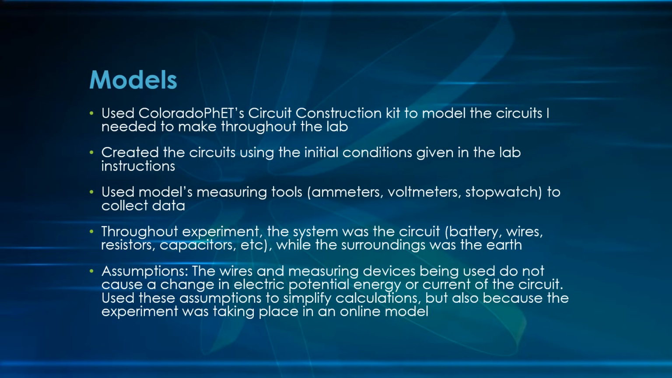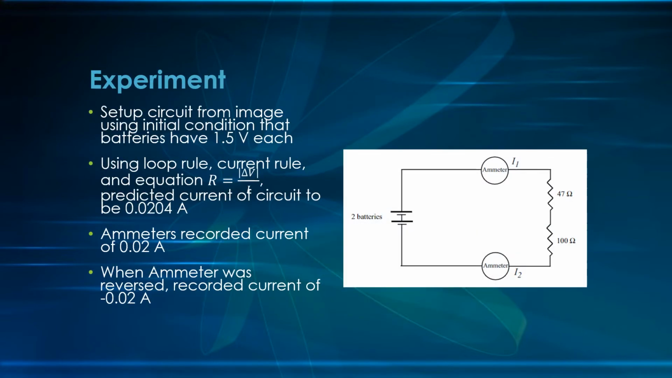Using the initial conditions given in the lab instructions, I set up the circuits in the Colorado PhET model. I also used the model's measuring tools, including ammeters, voltmeters, and stopwatches, to collect data. Throughout the experiment, the system was the circuit, while the surrounding was the earth. Also, I assumed that the wires and measuring devices being used did not cause a change in electric potential or current of the circuit, and I used these assumptions to simplify the calculations, but also because the experiment was taking place in a model.